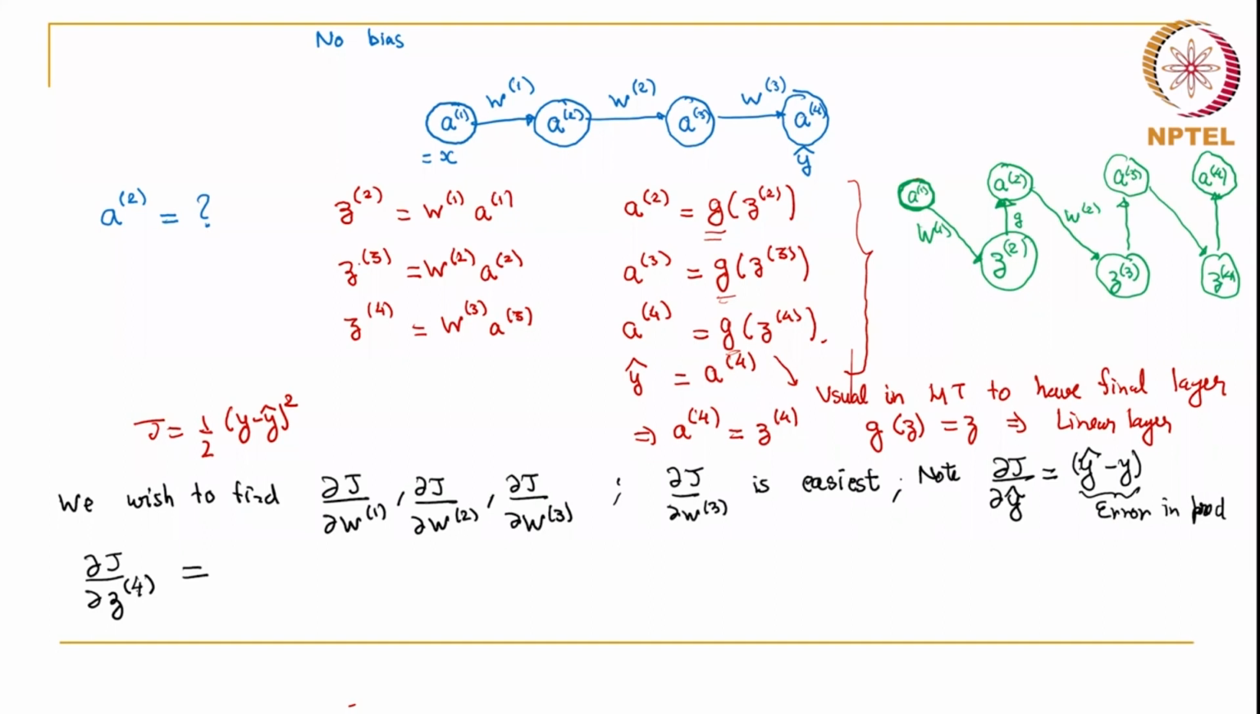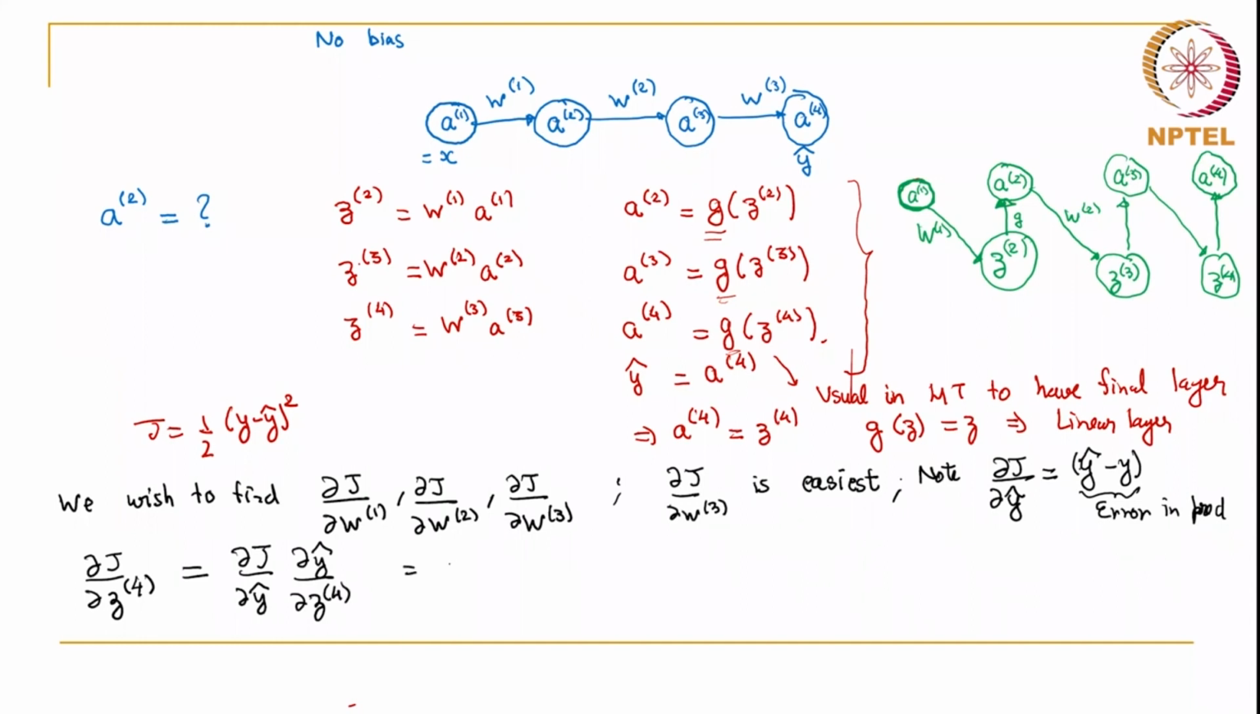Y hat minus 1 is the same as Y hat minus Y. Why is that? So we'll write it this way: del J del Y hat, del Y hat del Z4. Everybody agrees?